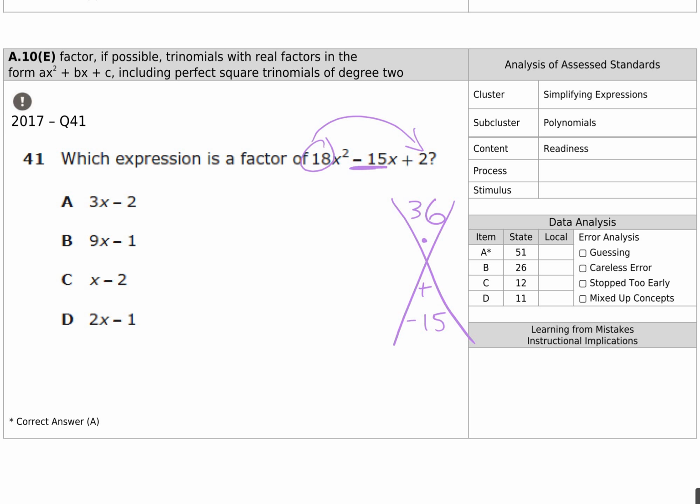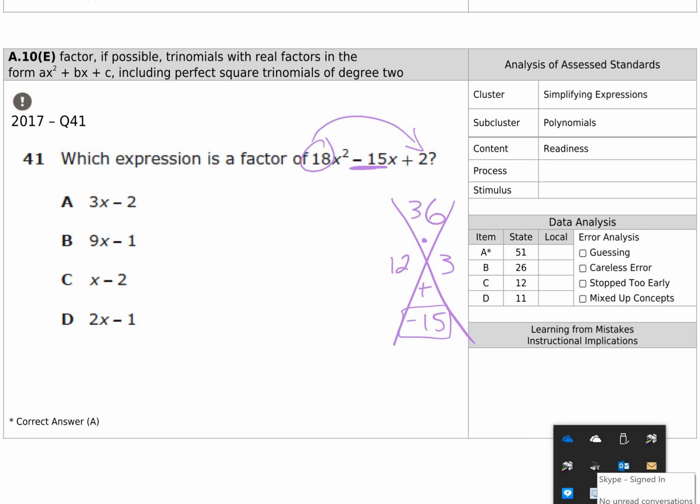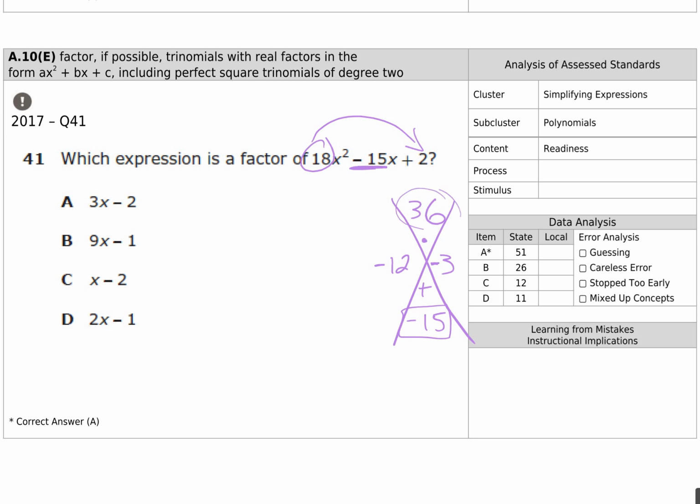You could do some guess and check on your calculator, but it could be 12 and 3. 12 times 3 would give us 36. But when we add them, we want them to be a negative 15, not a positive 15. So we would put a negative for both of them. That would be because a negative times a negative gives us a positive 36, but when I add a negative and a negative, it gives us a negative as well.